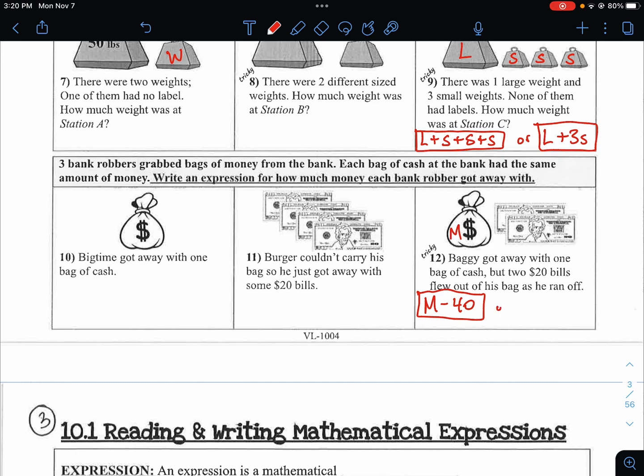You could also say M minus $20, 2 $20 bills. So you could say 20 times 2, right? 2 $20 bills. Or you can also say the money minus 20 minus another 20. And that would also mean the same thing. So 3 different ways of writing that one.